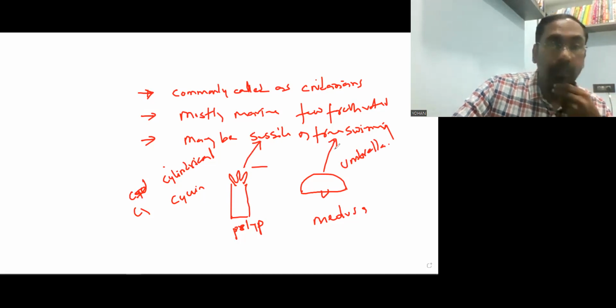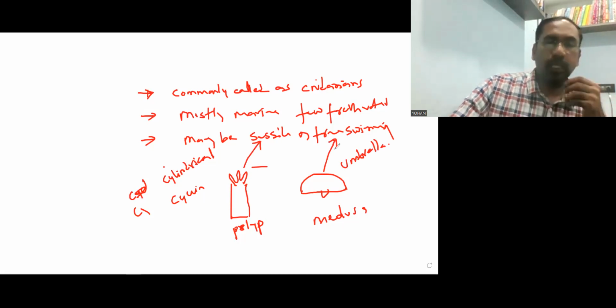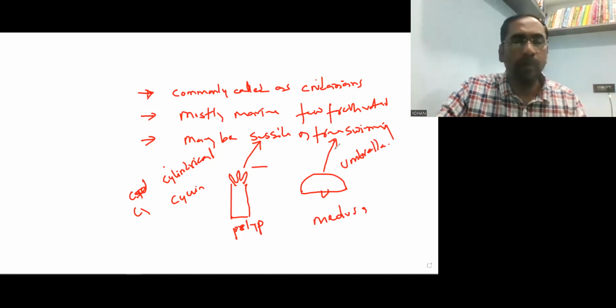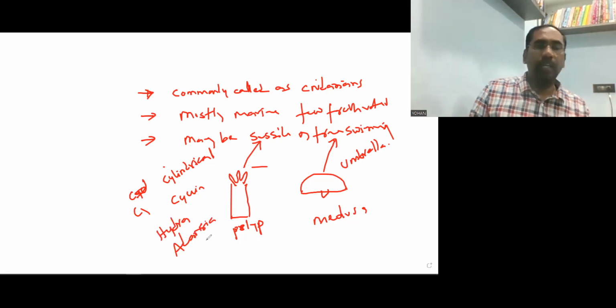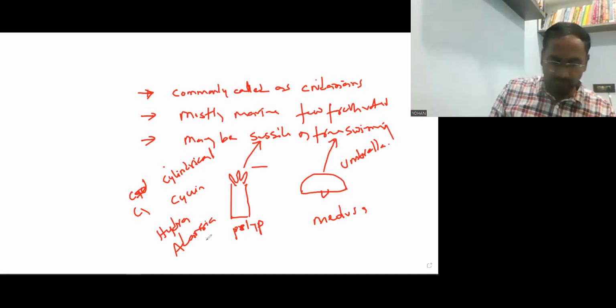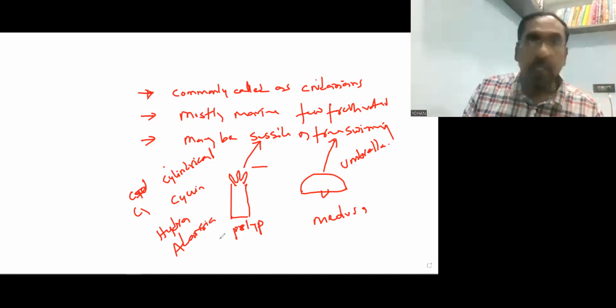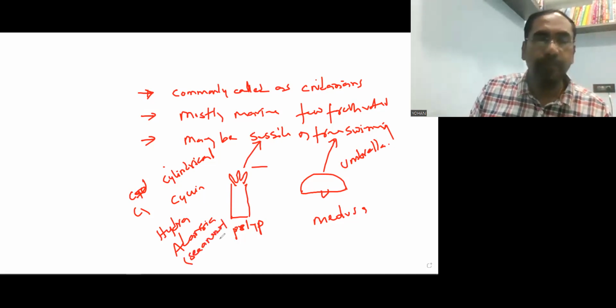And examples are given. Examples for polyp form: Hydra, Adamsia. Adamsia is also called a sea anemone. Yesterday only we discussed about this. Sea anemone exhibits which type of symmetry? Biradial symmetry.